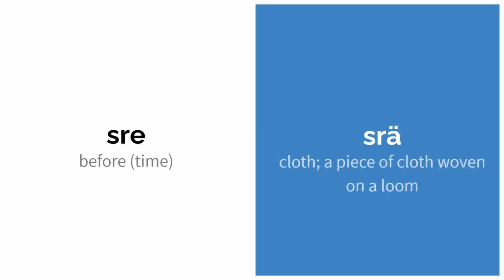Next, we got sre versus sre. I say it one more time. Sre, sre. So we've got these 2 words. First of all, sre, which is in adposition, it means before, so in time, not in position. And then we got the noun sre, which is cloth or a piece of cloth woven on a loom.